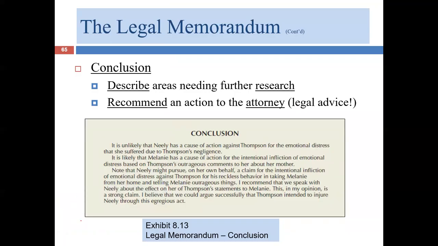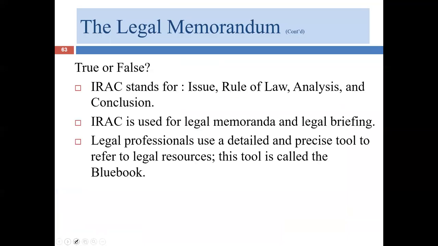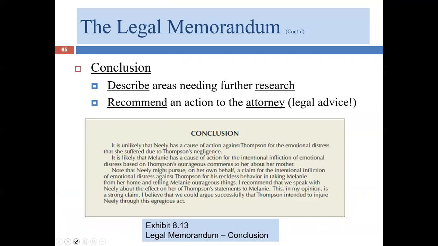So the conclusion is in some sense just a repetition of the brief conclusion, but it should be a bit longer, and it should let the reader know what you should do with what you've learned. They may suggest next steps. It could be research next steps, such as, we've researched these two issues, but there's this third issue that we still need to research, and I think we need to research this next. Or it could be, as a result of this research, we think you now ought to file this motion, or you ought to try to settle the case, or you ought to hire this expert, or whatever the next step might be. It's a good idea to recommend an action in this section, because the client's going to be paying for this.